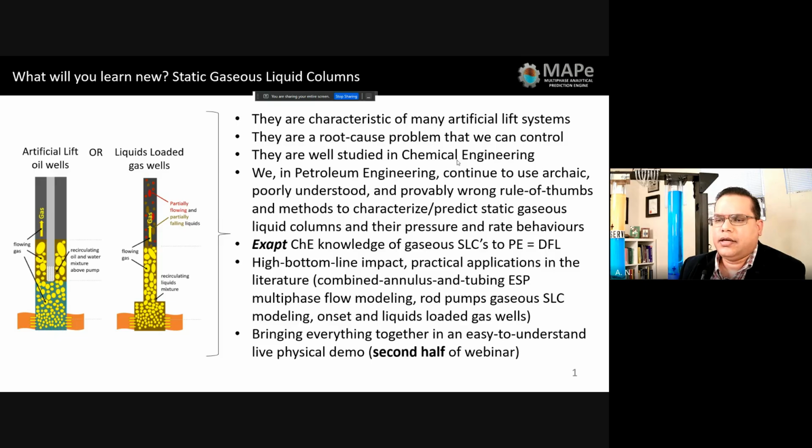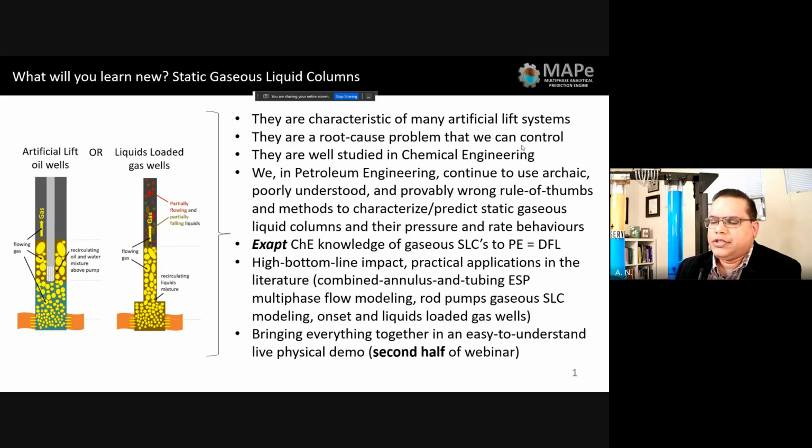So what I have been doing in industry for the last couple of years is exapting. That's my new favorite word, to extract and adapt. Exapting chemical engineering knowledge of gaseous static liquid columns, decades upon decades of really good work, good experiments, to our petroleum engineering applications. And I've made significant discoveries. One of the major ones was the ability to calculate the digital fluid level from surface conditions. That has never been done before in the entire industry, and it's a very advanced transient flow simulation, and it's really a capability that opens the doors for new levels of predictions in artificial lift.